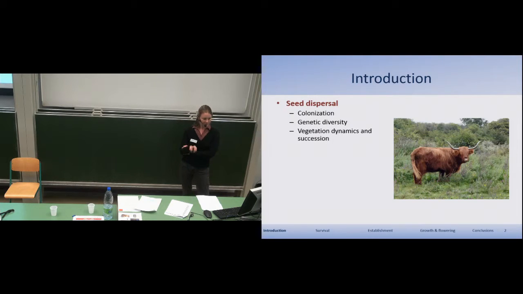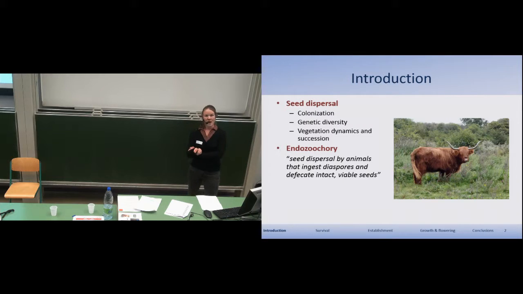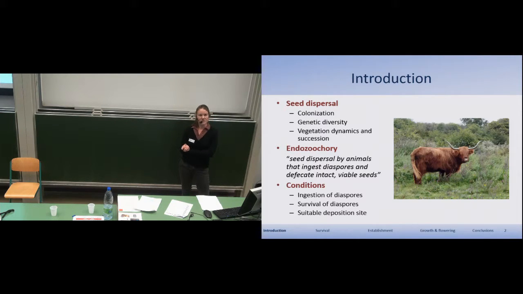Examples of abiotic vectors might be wind or water, while also animals or even man can disperse large quantities of seeds. And a very special example of animal-mediated dispersal is endozoochory, which implies that seeds are ingested by animals and later on defecated as intact and viable seeds. This is a rather complex dispersal mechanism, so many conditions should be fulfilled in order to make this happen. The first step is that diaspores actively get ingested, but they also need to survive the digestive system, and they need to be deposited on a suitable site where they are able to germinate.